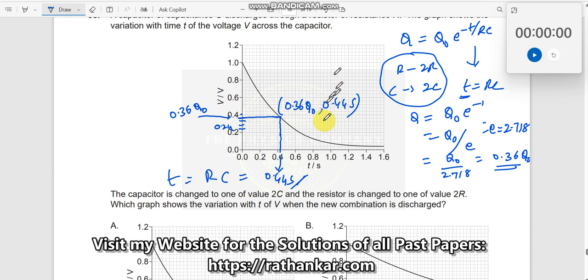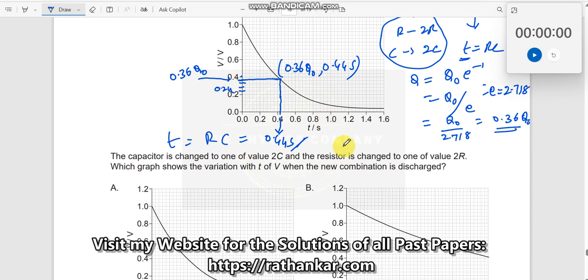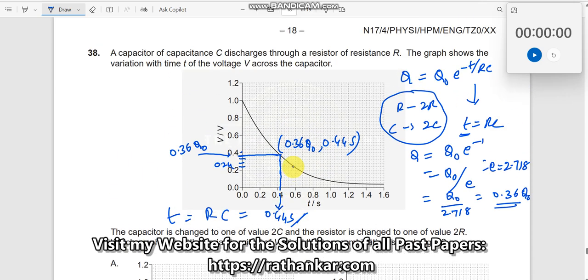Next, let us change the values of R and C. When I change the values of R and C, let me write it here. The new value of Q is equal to Q naught e to the power of minus t divided by 4RC. Why 4RC? Because R becomes 2R and C becomes 2C, so 2R into 2C becomes 4RC. Okay. Now, when will this be equal to this value? Which one? 0.36 Q naught. So what I will do is just substitute the same thing.